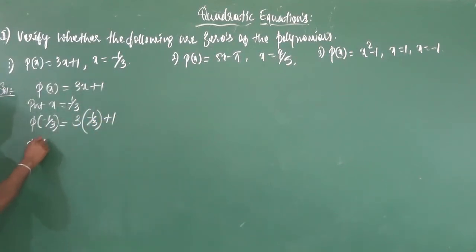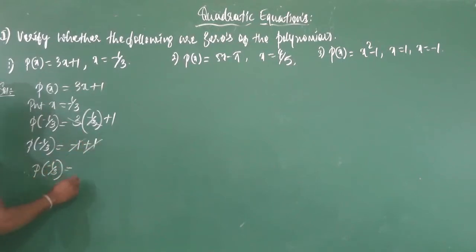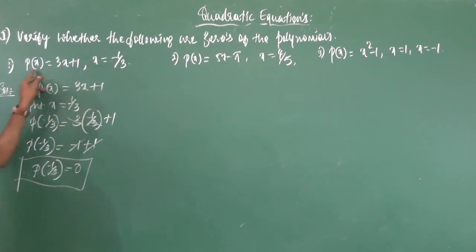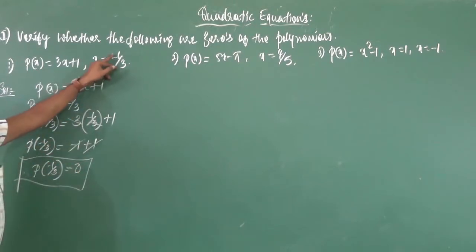So p of minus 1 by 3 is equal to 3, and 3 gets cancelled. So we are left with minus 1 plus 1. So p of minus 1 by 3 is equal to minus 1 plus 1 cancels, and that is 0. So when I substituted the value of minus 1 by 3 in this polynomial, the value of the polynomial has become equal to 0. So therefore x is equal to minus 1 by 3 is the 0 of the polynomial.